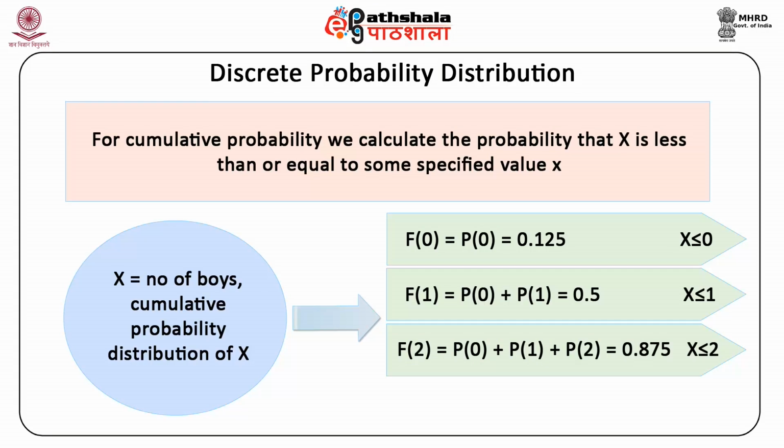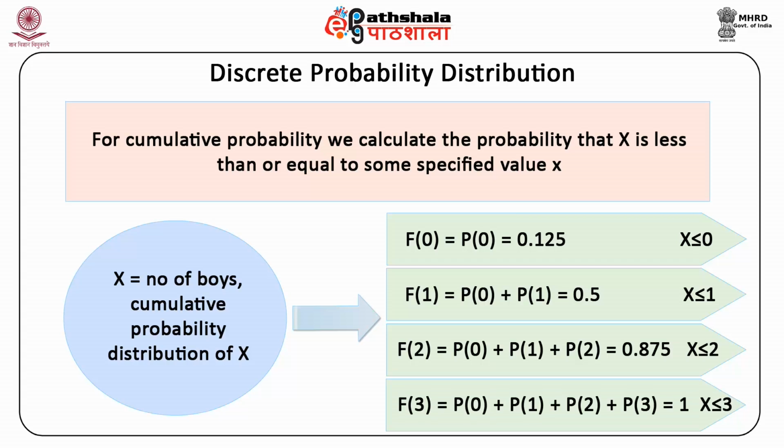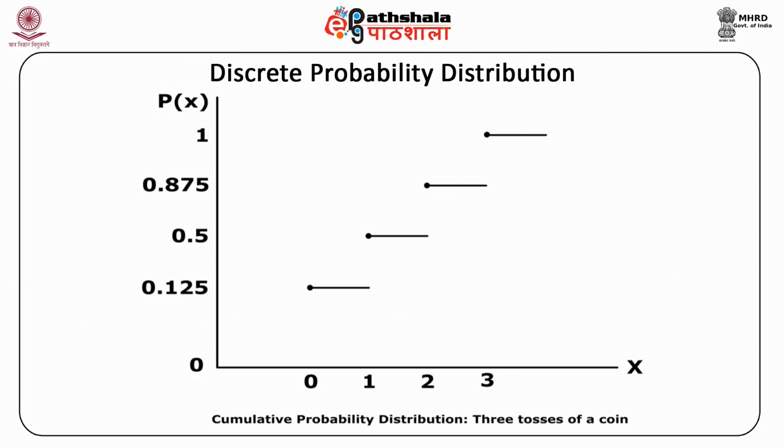F of 2 is equal to P of 0 plus P of 1 plus P of 2, which is equal to 0.875 when x is less than or equal to 2. F of 3 is equal to P of 0 plus P of 1 plus P of 2 plus P of 3, equal to 1 when x is less than or equal to 3. Let us look at the discrete probability distribution graphically. In the figure, we observe that the cumulative function is discontinuous for each successive value of x. Also, the graph of F(x) will have a jump at every possible value of x and will be flat between possible values. Such a graph is called a step function. The step function reaches the maximum value of 1 when x is equal to 3.